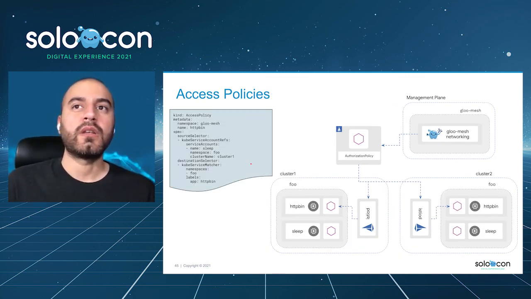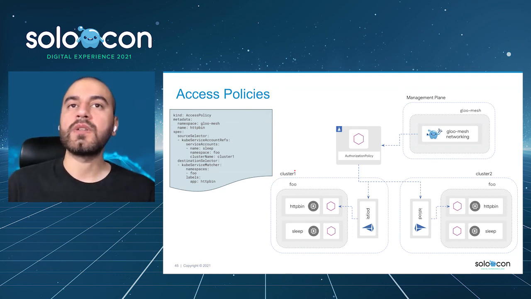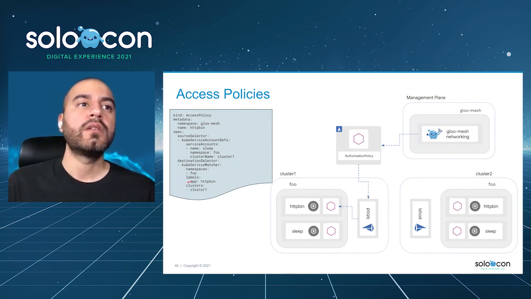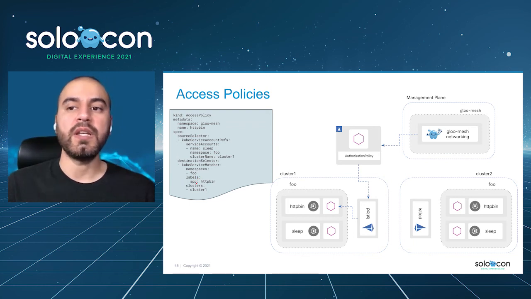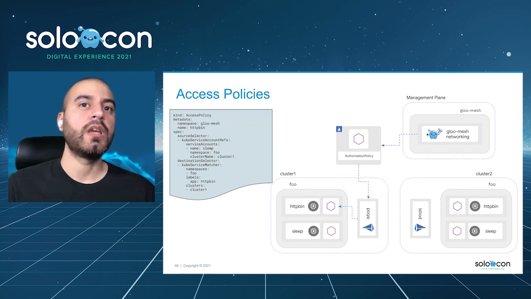And so, we'll use this example again, right? This is a refresher. We have the sleep service account in the foo namespace in cluster 1, and the destination is the HTTP bin app in foo, right? And so this access policy will get translated to the authorization policy we were discussing in both clusters. But you can even go a step farther, and scope down, similar to how we do in plain Istio, you can scope the clusters of the destination. So in this case, what we're saying is the sleep service account in cluster 1 in namespace foo is allowed to talk to the HTTP bin app in namespace foo in cluster 1.